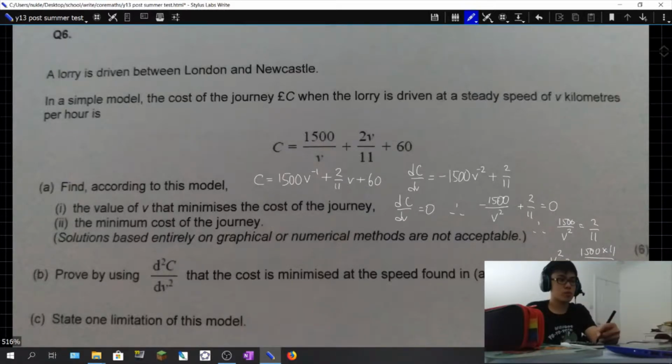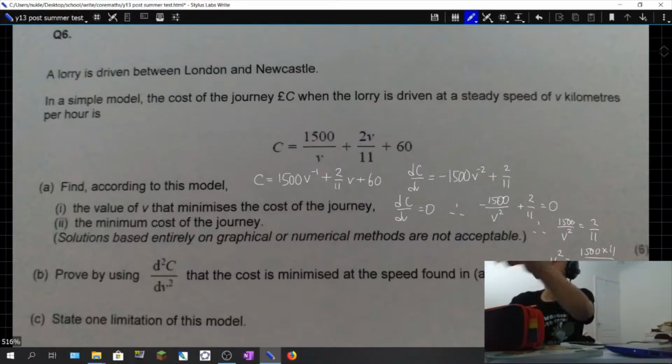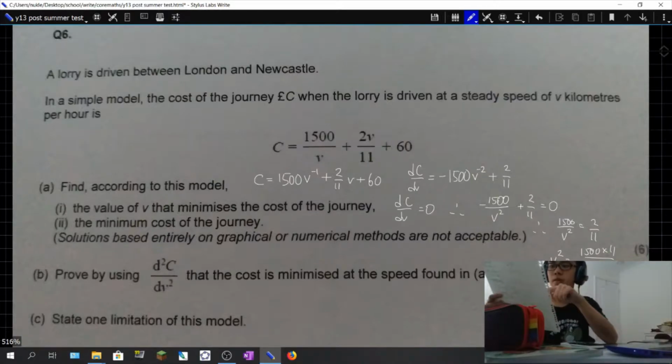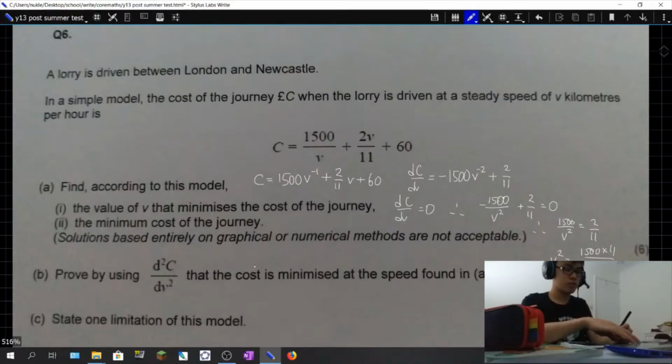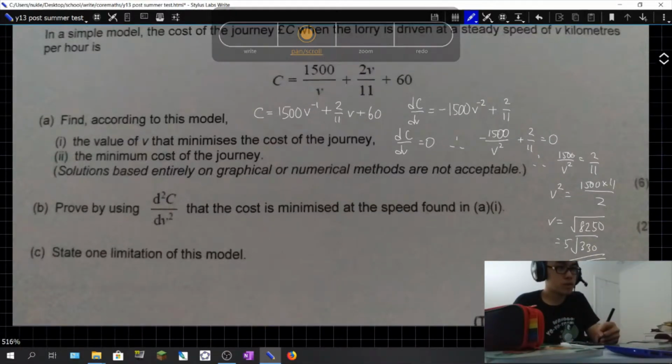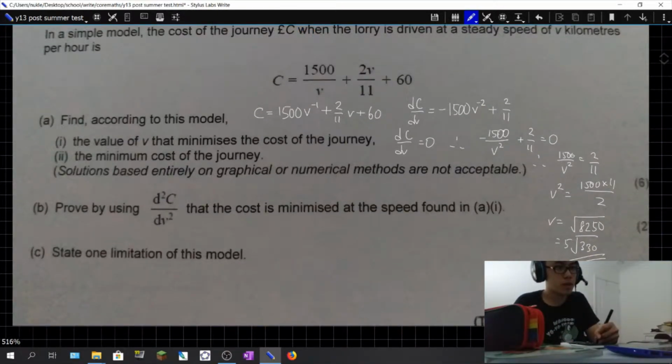So v is going to be the square root of that, which is the square root of 8,250, which is 5 times the square root of 330. Nice. I think you can leave that as the answer, or you can round it. Let's see what I did. I did both, and the rounded answer got ticked. So if you round it, that's about 90.8, 90.836.